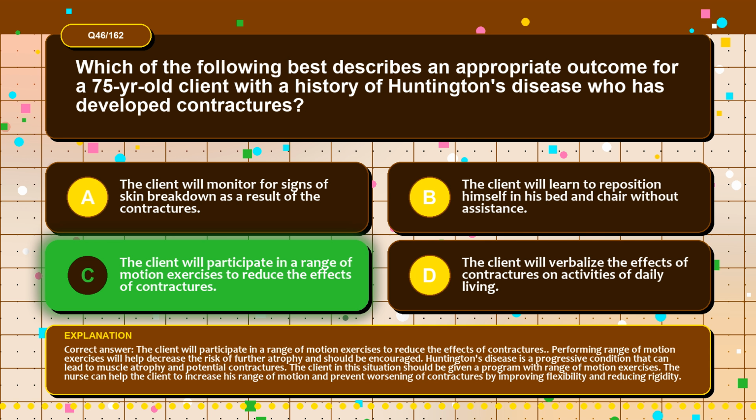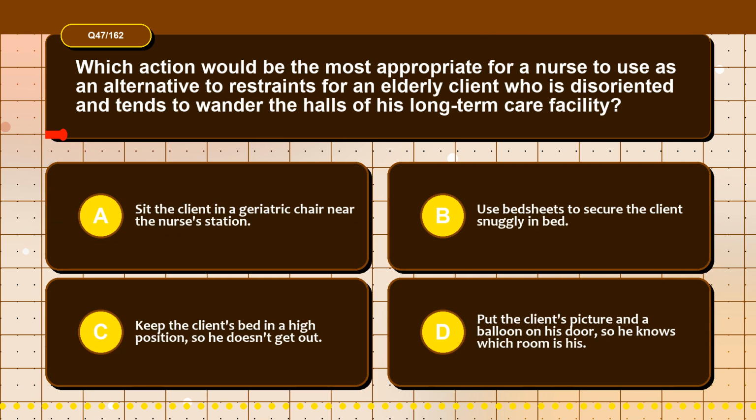Huntington's disease is a progressive condition that can lead to muscle atrophy and potential contractures. The client in this situation should be given a program with range of motion exercises. The nurse can help the client to increase his range of motion and prevent worsening of contractures by improving flexibility and reducing rigidity.